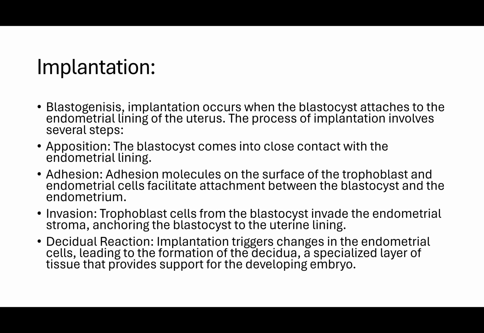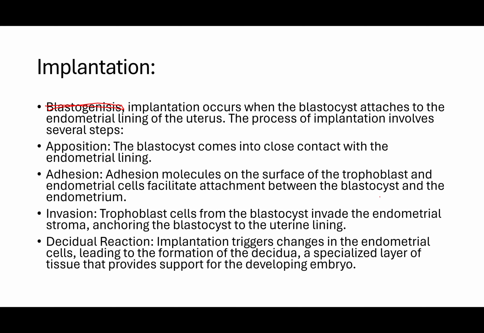Then we have implantation. Implantation occurs when the blastocyst attaches to the endometrial lining of the uterus. The process of implantation involves several steps, right? So I think we should scratch that. I need to edit this PowerPoint. This shouldn't say blastogenesis, it should just say implantation. It should be after blastogenesis, implantation occurs, right? So we have these four different stages for implantation that I placed into this PowerPoint.